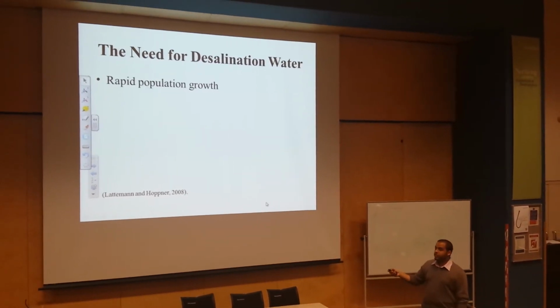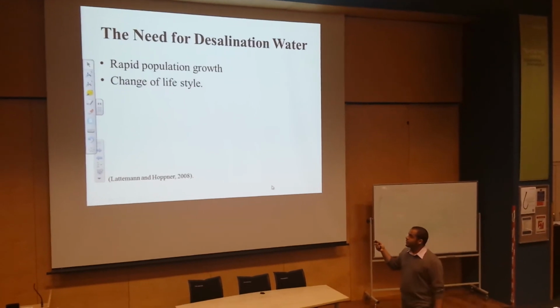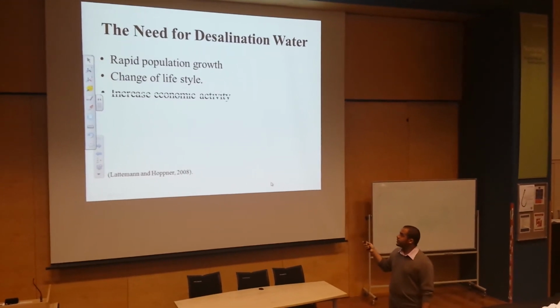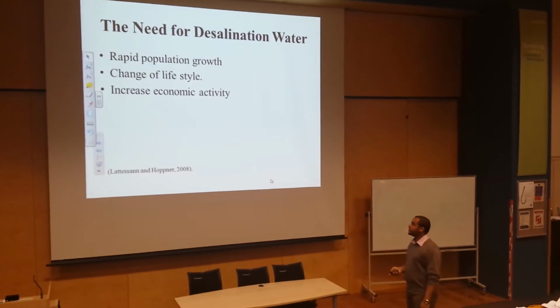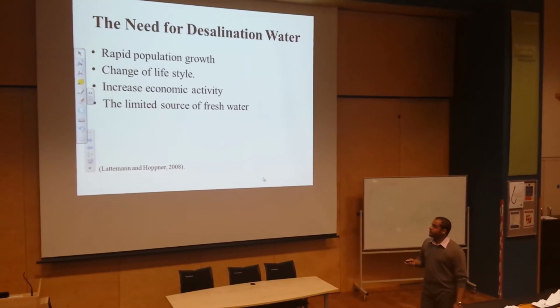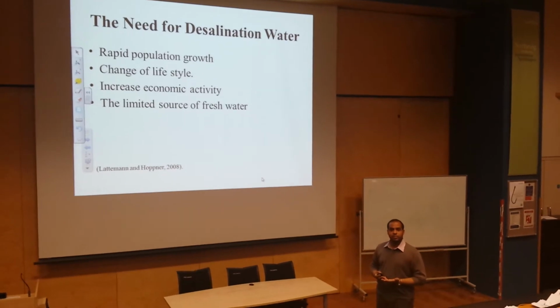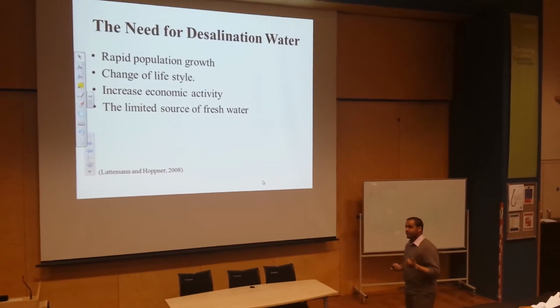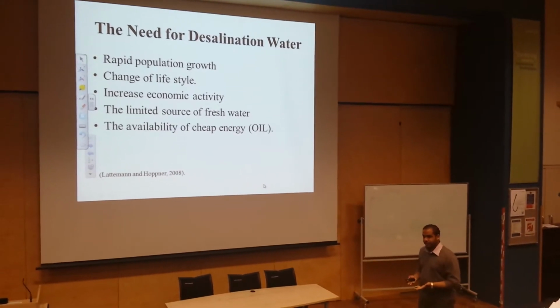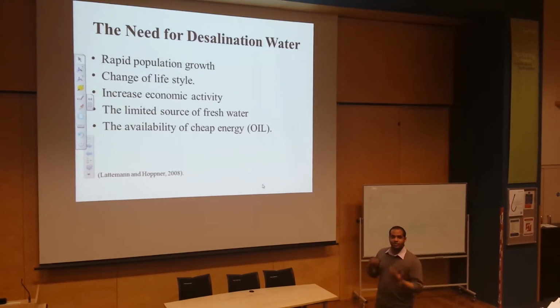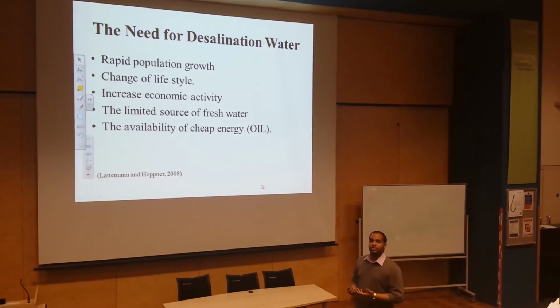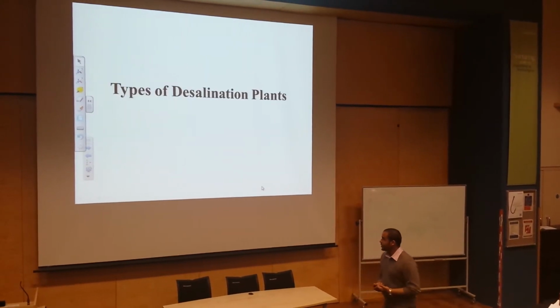First, rapid population growth, changes in lifestyle, increasing economic activity, and limited sources of fresh water. We don't have rivers, we don't have fresh water in the Arabian Gulf. And the most important one is we have oil. So we have oil, why don't we use it? Okay, cheap energy in the Arabian Gulf.